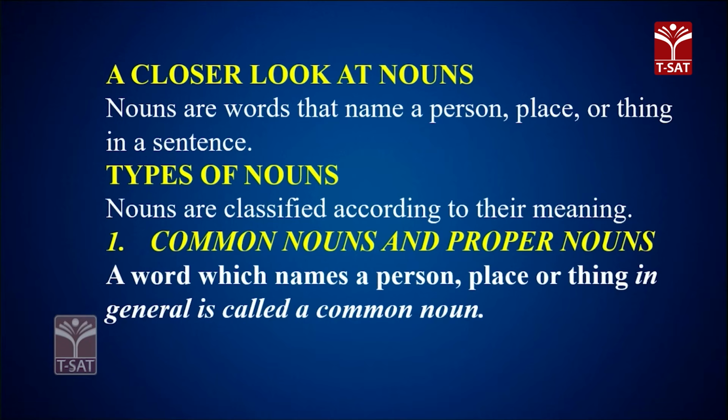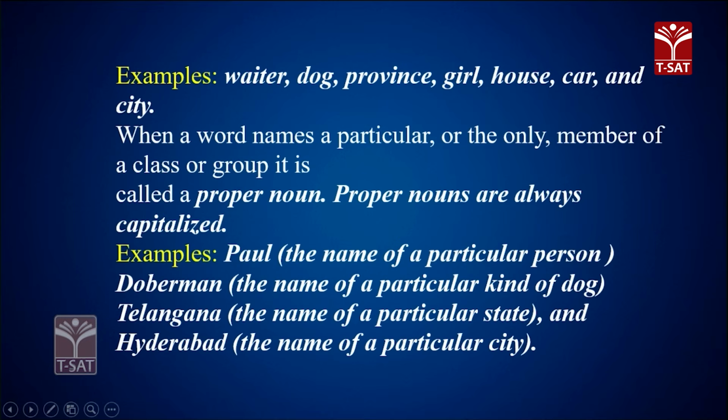Classification of nouns, or types of nouns, right? Common nouns and proper nouns. We see one by one. First we see the common noun. Generally, a common noun is a word which names a person, place or thing. In general, it is called a common noun. Now you see the examples over here: waiter, teacher, dog, province, state, girl, house, car and city. So these are the common nouns.